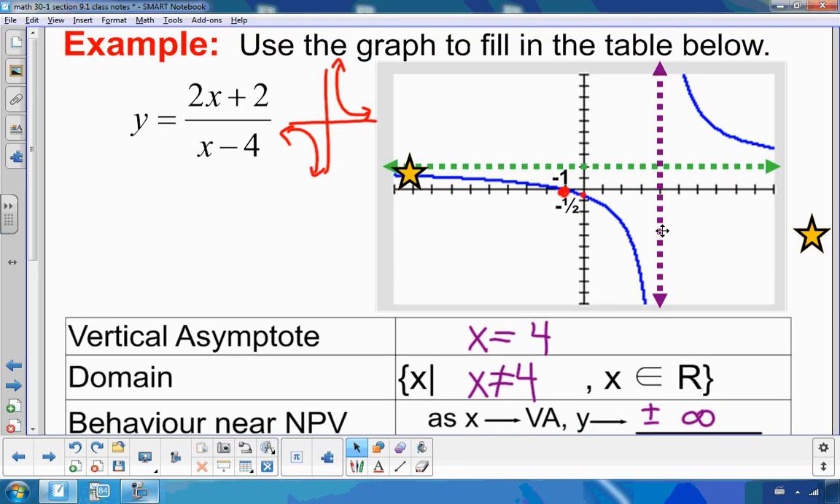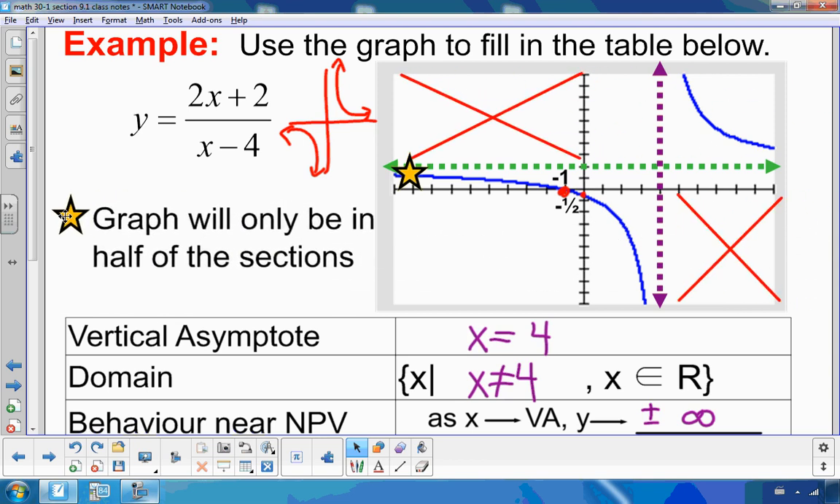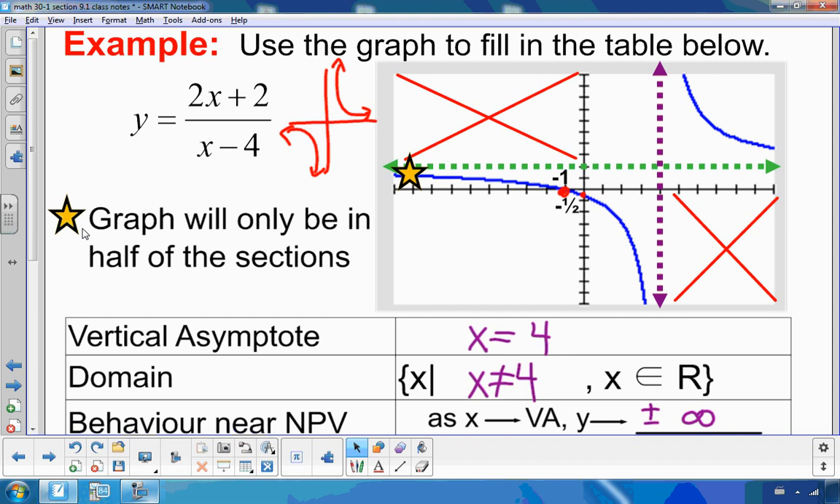One other thing that I want to point out is this vertical asymptote splits the graph into sections. So the vertical and horizontal asymptote splits this into 1, 2, 3, 4 sections. But there's only graph in 2 of them, and this will always be true. The graph, when it comes to rational functions, will only be in half of the sections. So you're not going to have graph in every section.